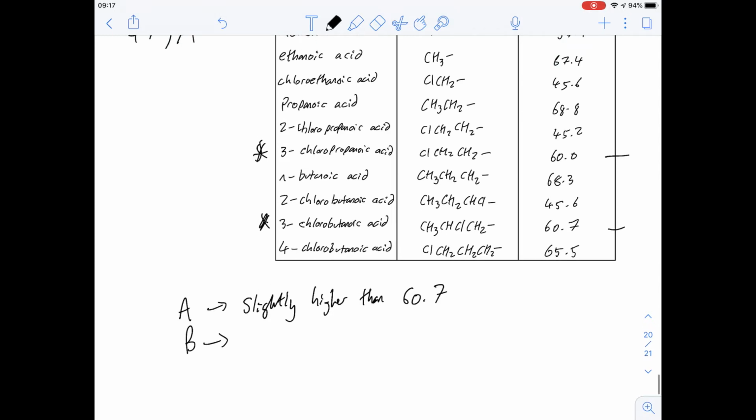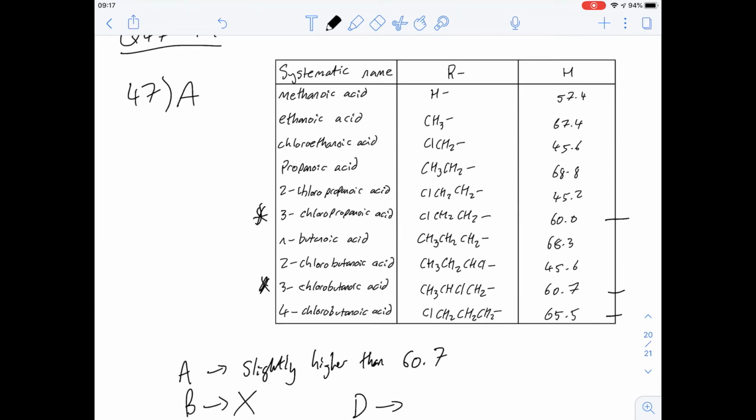If we look at B then, it's 4-chloropentanoic acid. And we can see that 65.5 is obviously much greater. And when we add another carbon on, it's going to get higher still. So we can rule that out. If we look at C, then it says 4-chlorohexanoic acid. And again, that's going to be the same issue. It's going to be much higher than what we'd expect. And then D is 5-chlorohexanoic acid.